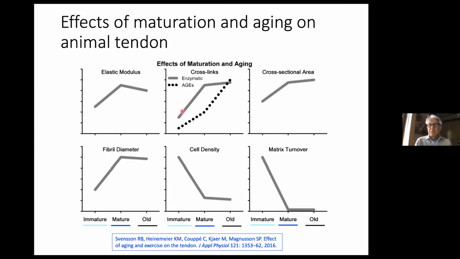Remember that these data are obtained in animal tendons. What is also important to note is that during aging, the cross-links tend to slightly increase, and the amount of glycation drastically increases. The cross-sectional area of the tendon is mostly unaffected by aging. So does the fibril diameter, and the cell density and the matrix turnover also do not change much during aging. So these differences between development and aging are very important.